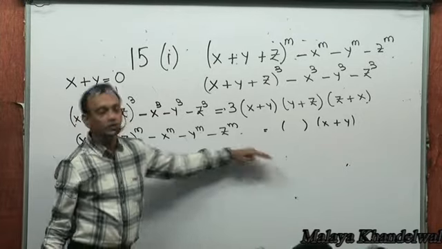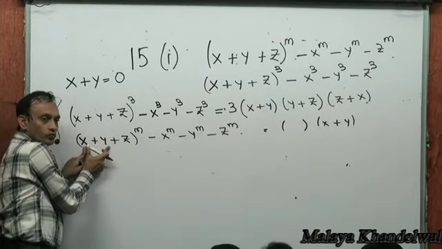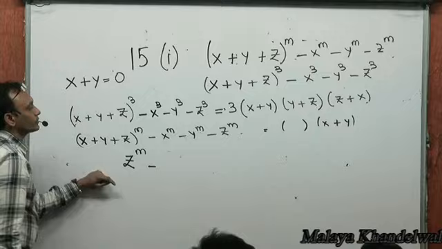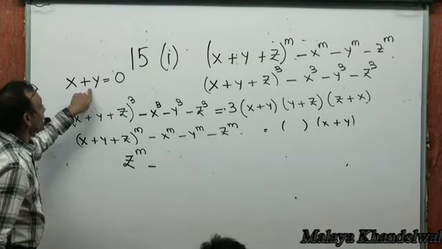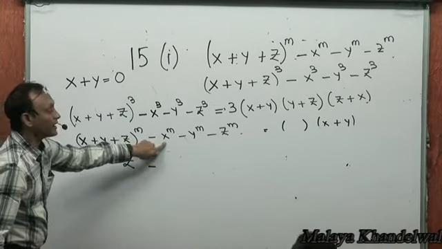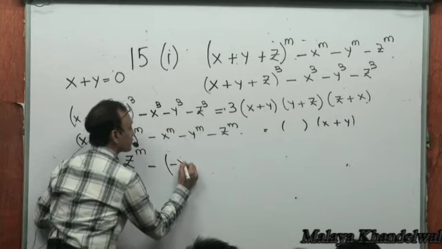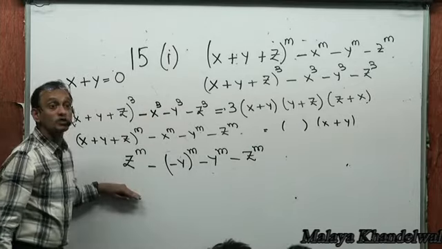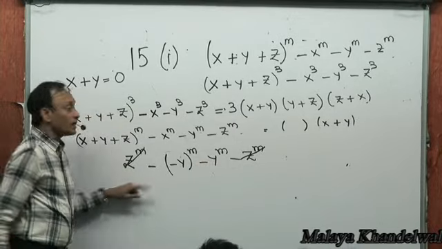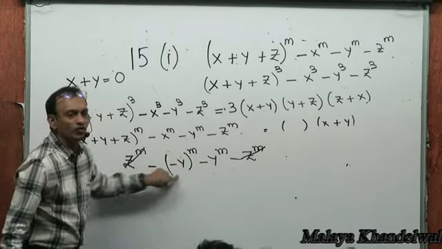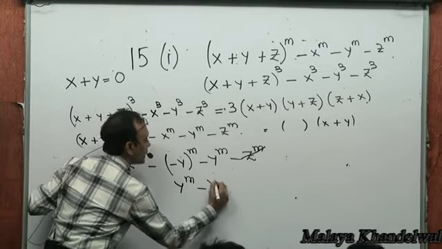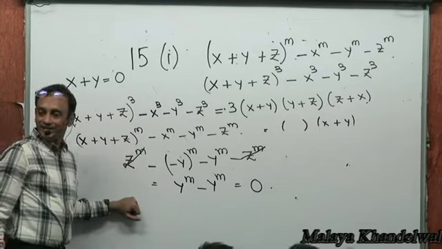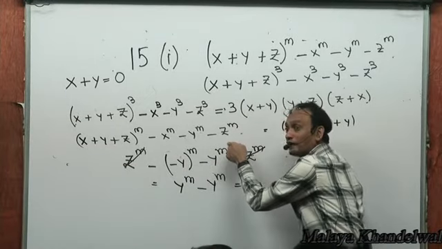Let me take x plus y equal to 0 and see if this becomes 0. Now if x plus y is 0, then we have z power m minus x power m. x power m would be minus y whole to the power m, minus y power m, minus z power m. Now m is odd, so the z terms anyway get cancelled. If m is odd, then minus y to the power m would be minus of y power m. So this will become y power m minus y power m because m is odd, which is indeed 0.